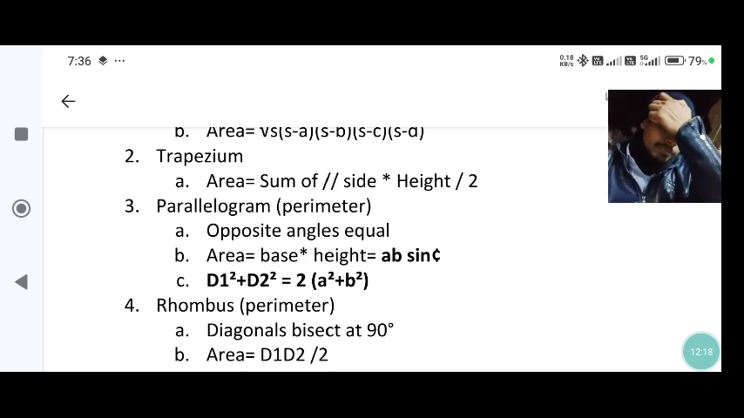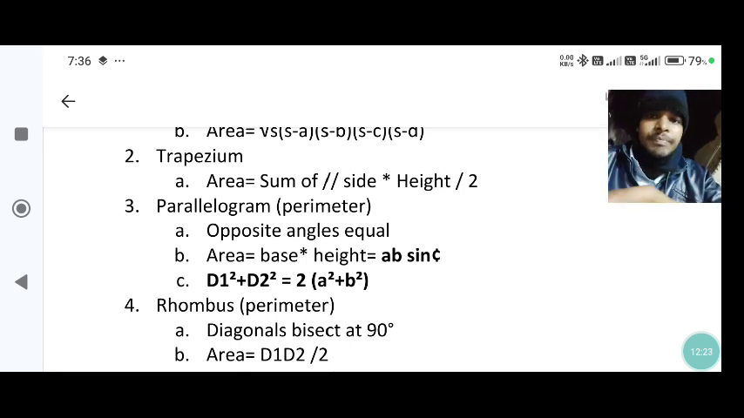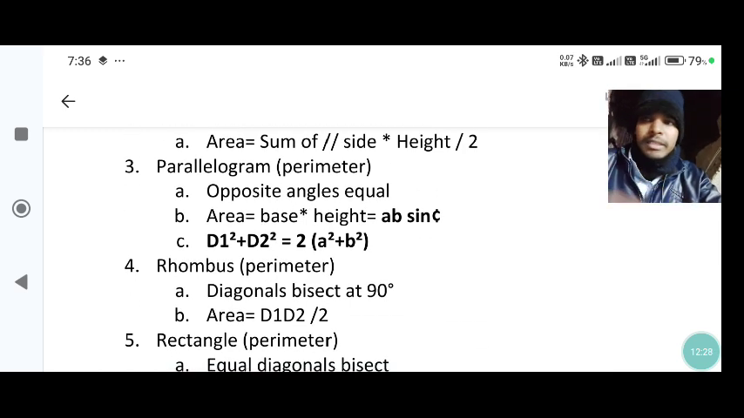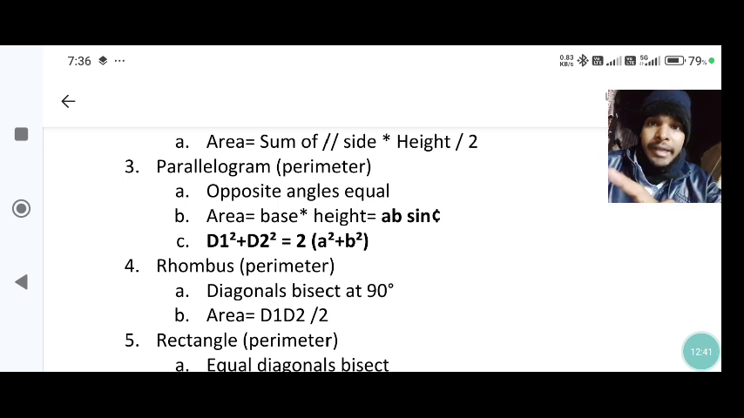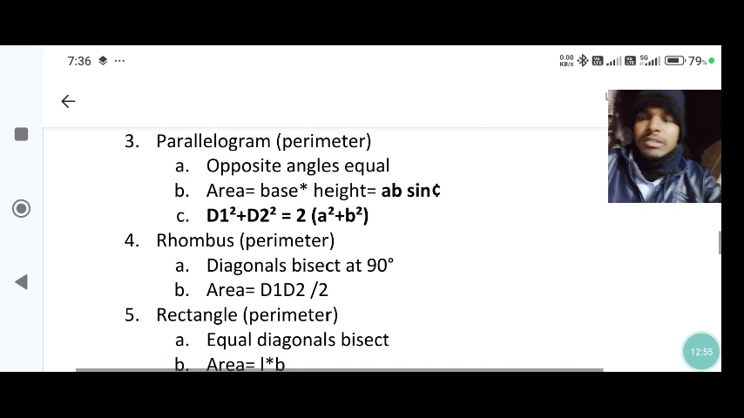Now for a parallelogram, the perimeter is easy: 2 into the sum of opposite sides, because opposite sides are equal and parallel, and opposite angles are equal. The area of a parallelogram is equal to base into height, and it is also equal to a b sin theta. Why? Because a is any side and b sin theta is the perpendicular height of the parallelogram, which is the length between the parallel sides.